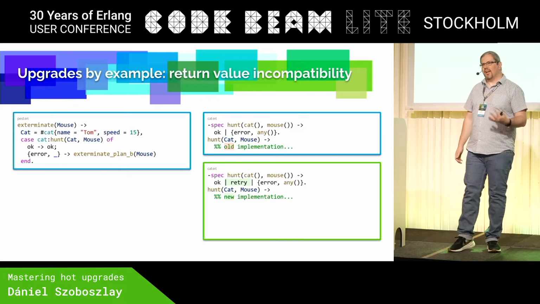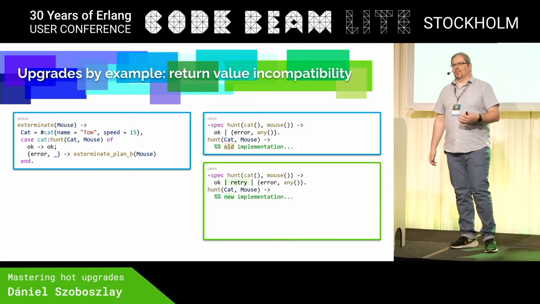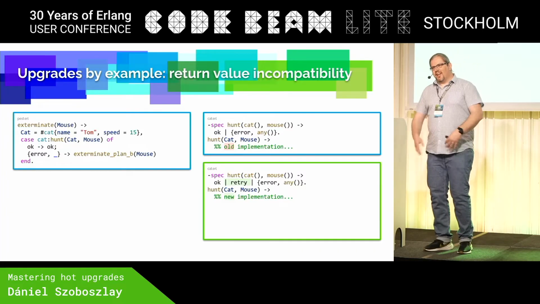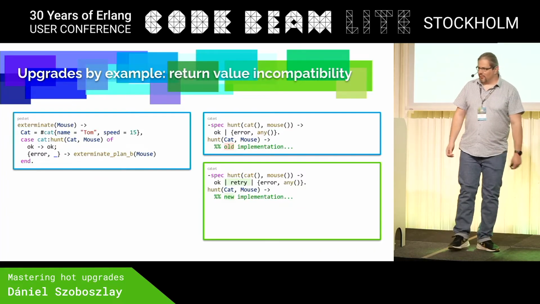I've done this a couple of times. The biggest problem is that you usually don't have a better name, so you end up with things like cat::hunt_v2 or cat::newhunt. And then you have to spend one more release cycle fixing up this mess.